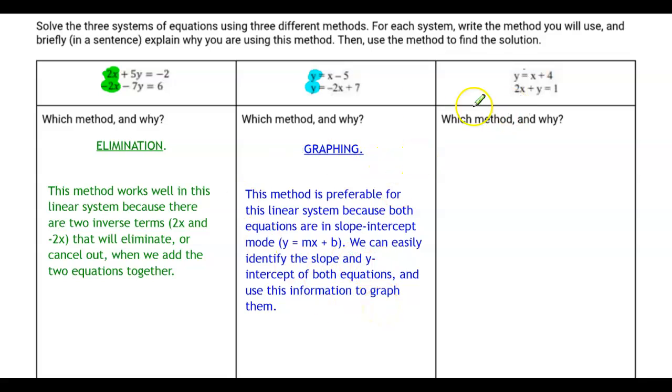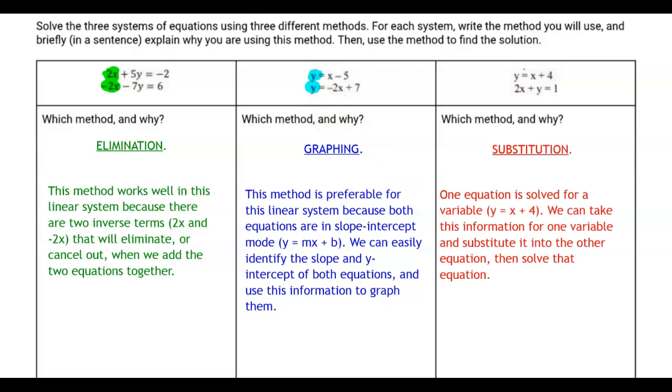All right, for the last one it should be the substitution method. We know that one of the equations is solved for a variable. That's this equation here. It already says y equals. The other equation doesn't say y equals, but that's okay, because what we're going to do is take the information for one variable. We know that y is equal to x plus 4, and we're going to substitute it into the other equation. So instead of y, we're going to write down x plus 4. Then once we write down that x plus 4 into that equation, we solve the equation. We get the value of a variable that way.